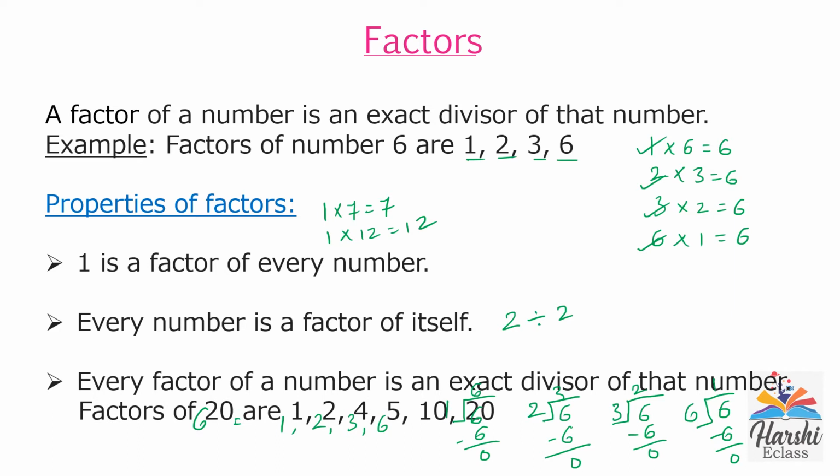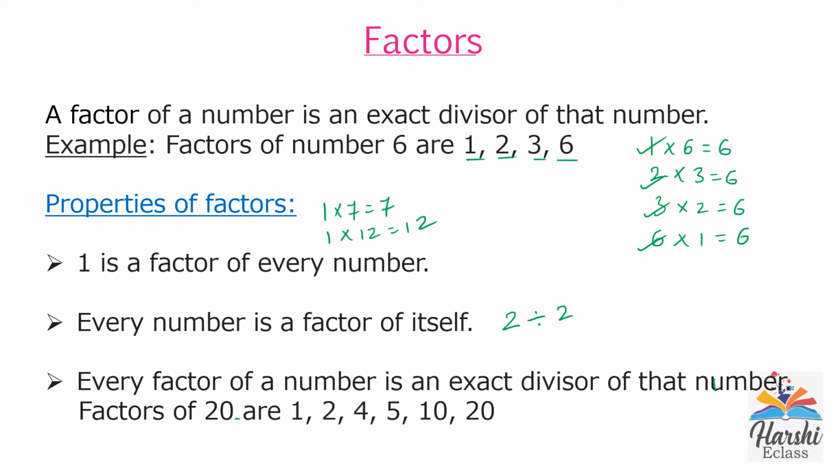Factors of 20 are 1, 2, 4, 5, 10 and 20. 1 twenty is 20. 2 tens are 20. 4 fives are 20. 5 fours are 20. 10 twos are 20. 20 ones are 20. So 20 will come in every one of these tables. 20 is divisible by all these numbers without leaving any remainder. So these are called the factors of 20.